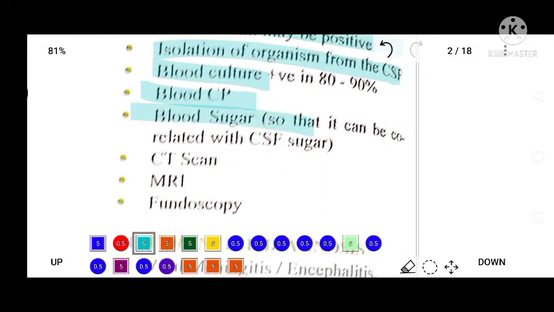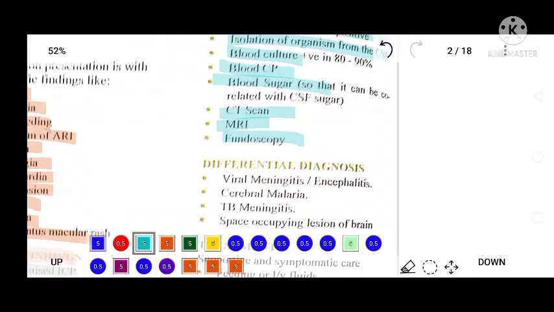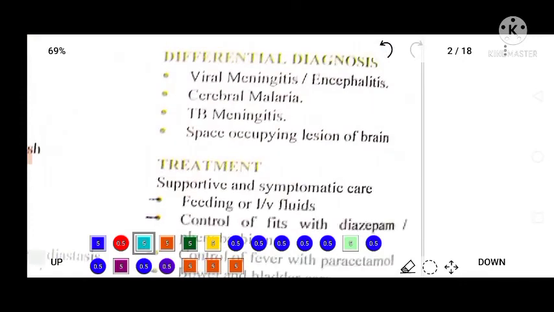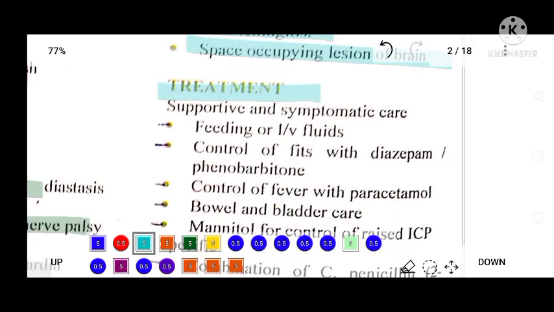CBC, blood culture, and blood sugar should be looked at. CT, MRI, and fundoscopy should be performed. These are all laboratory investigations for the diagnosis. The differential diagnosis, DD, will be viral meningitis, cerebral malaria, TB meningitis, and space occupying lesion of the brain, which can be kept as differentials. How can we treat the meningitis?